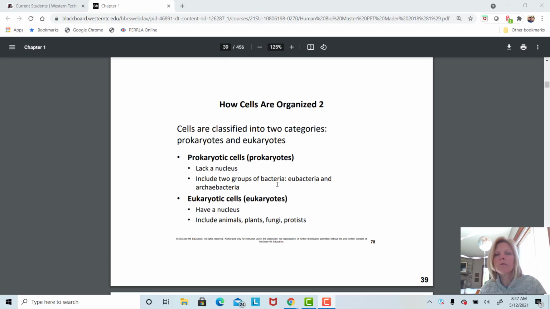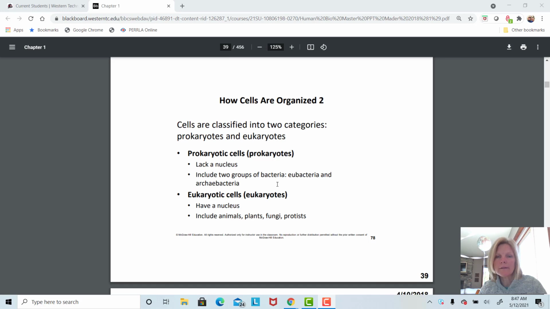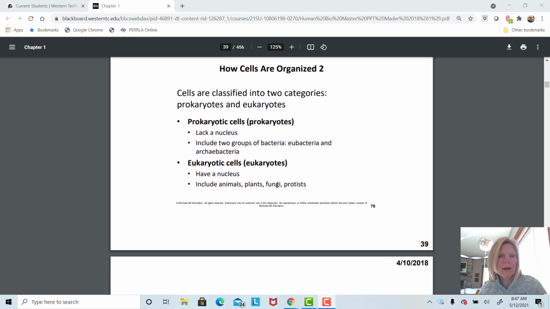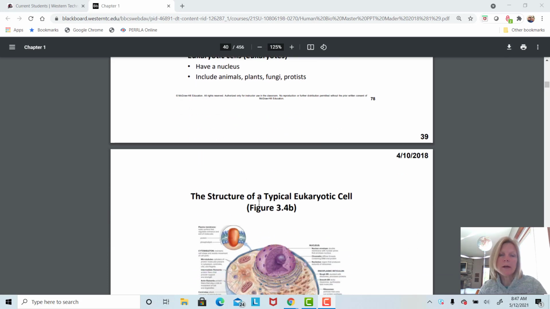But we also use them for making bread, for making foods, fermenting foods like soy sauce, different fermented things like sausage, and we'll get into that if you have to take microbiology. But eukaryotic cells, these are the cells that are found in the human body. They do have a nucleus and lots of organelles, and they can be very complex.